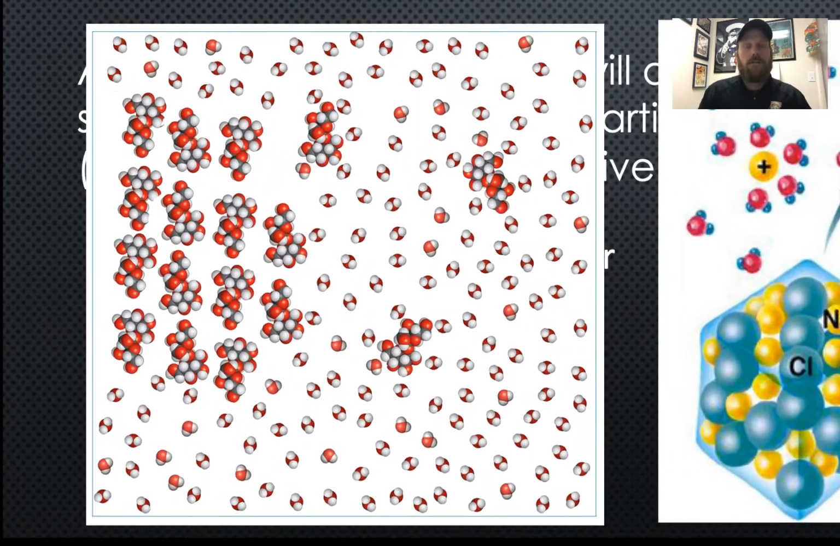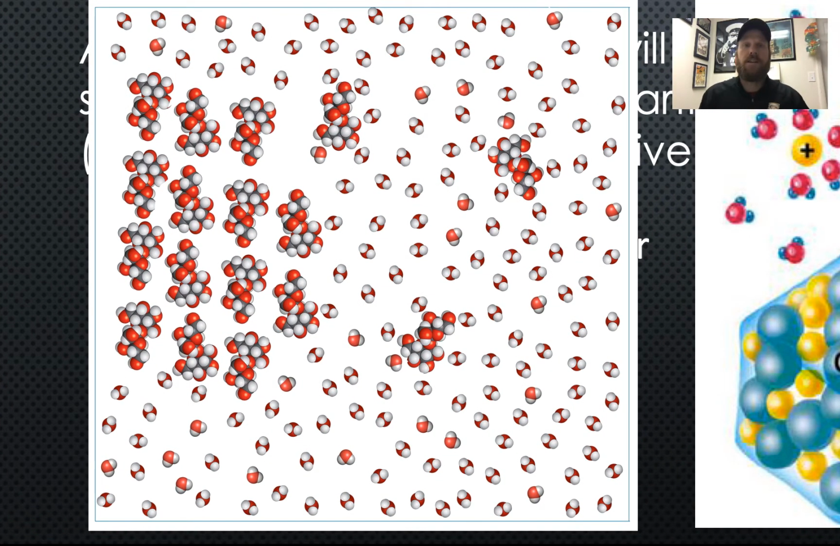Sugar also dissolves in water. Sugar is a polar covalent substance. Well, water is a polar covalent substance. Like dissolves like. You can see sugar is made up of a bunch of carbons, oxygens, and hydrogens, and water is made up of some oxygens and hydrogens.